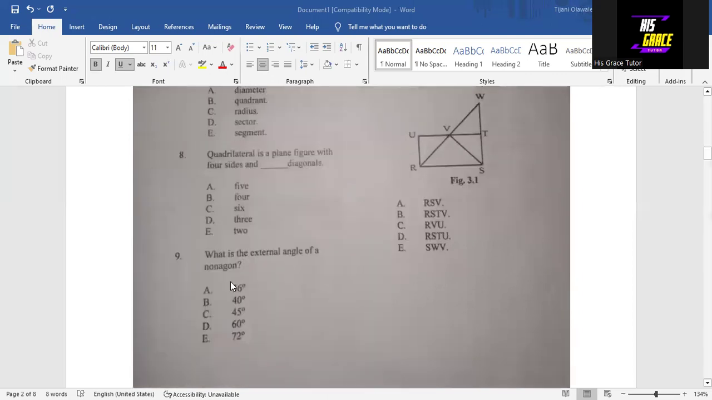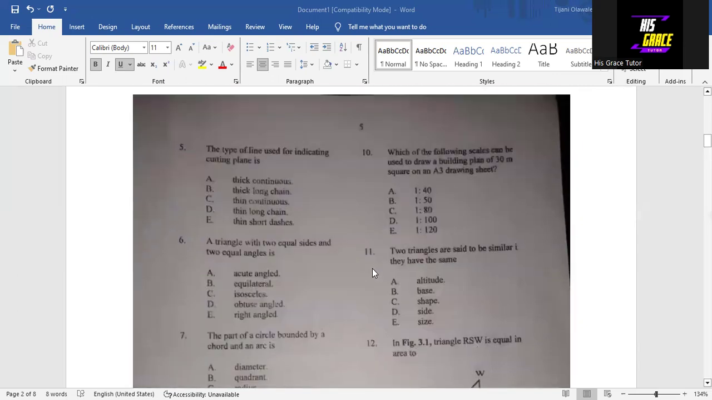Then question 9, what is the external angle of a nonagon? The answer to this question is 40 degrees. Option B is the answer. How do I get that answer? We know the relationship between the number of sides and the exterior angle of a regular polygon. To get the exterior angle of a regular polygon, we divide 360 by the number of sides. If I divide 360 degrees by 9, that gives me 40 degrees. So option B is the right answer to question 9.